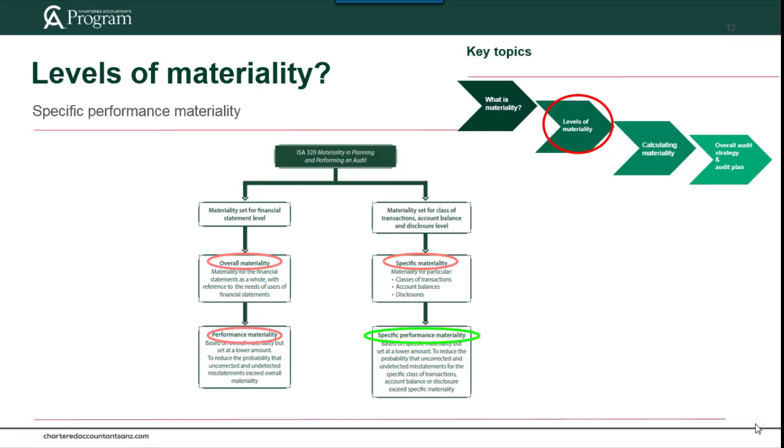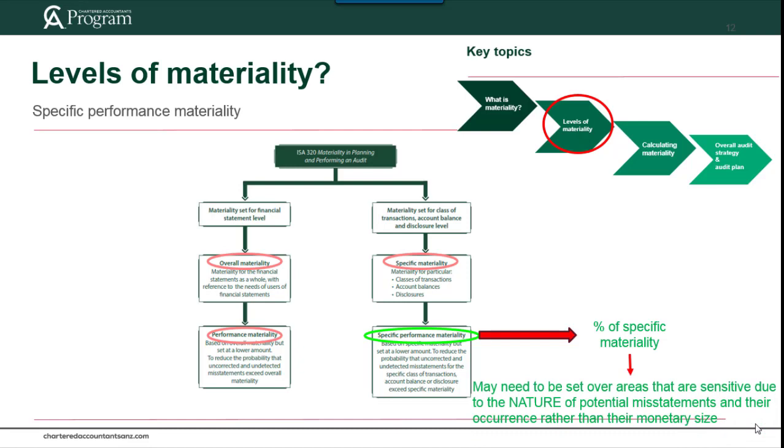Specific performance materiality is set in the same way as performance materiality, except that specific performance materiality is set at a lower amount than the specific materiality. Specific performance materiality may also need to be set over areas that are sensitive due to their nature of potential misstatement and their occurrence, rather than their monetary size.